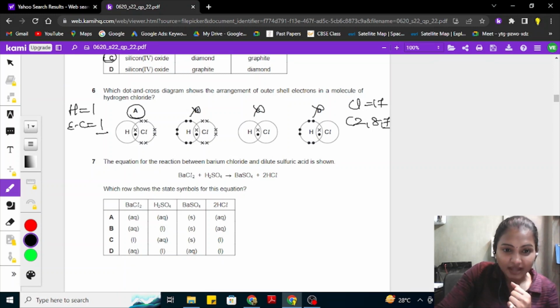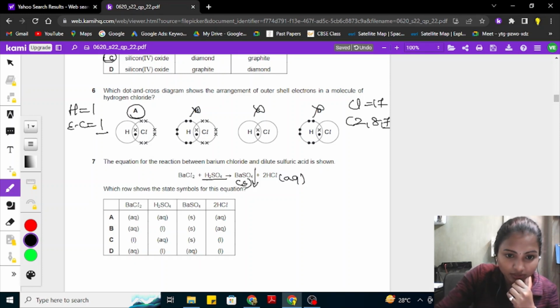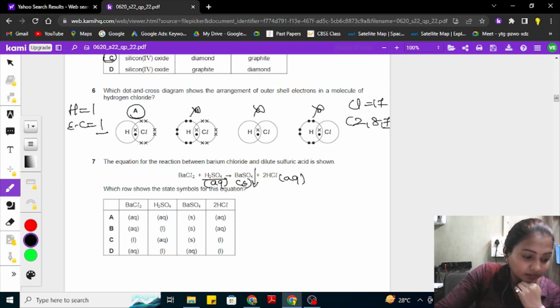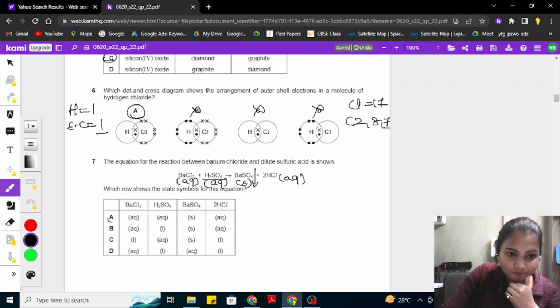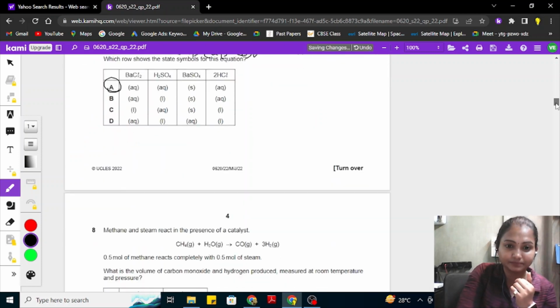The equation for the reaction between barium chloride and dilute sulfuric acid is shown here. We have to find out the state symbol for it. Okay. It is an acid, so definitely it's going to be aqueous. These two are formed out of which barium sulfate, being a low reactive metal, will definitely form a precipitate, so it's going to be solid. It is again an acid, it's going to be aqueous, solid, aqueous, and barium chloride is also aqueous. So let's see which row follows: aqueous, aqueous, solid, and aqueous. Option A for us for the 7 is correct.